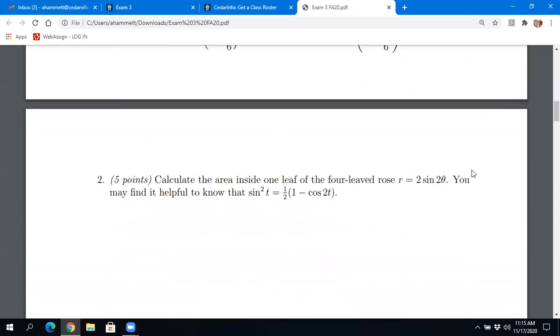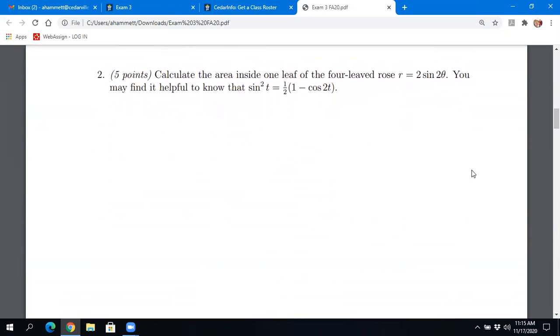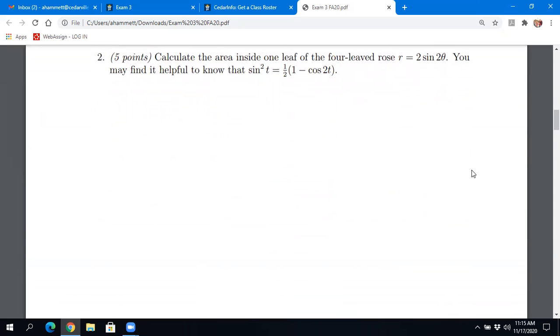Well, okay. So calculate the area inside of one leaf of the 4-leafed rose given by that. Some of you drew the wrong picture, but then bailed yourself out somehow. But the picture for this actually looks this way. It goes like this.